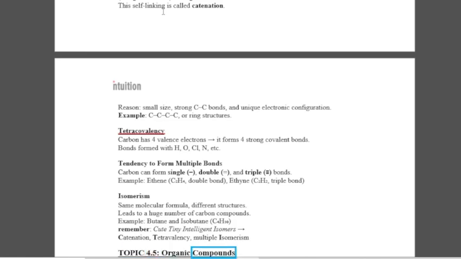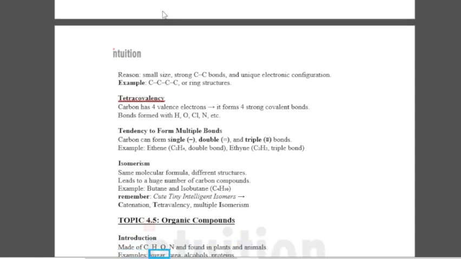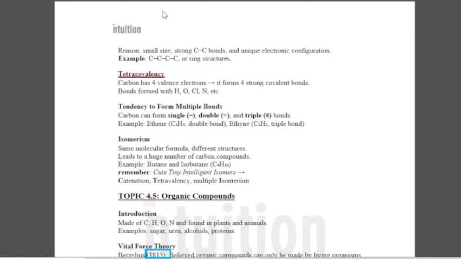Topic 4.5. Organic compounds. Introduction: made of C, H, O, N and found in plants and animals. Examples: sugar, urea, alcohols, proteins. Vital force theory: Berzelius, 1815, believed organic compounds can only be made by living organisms.